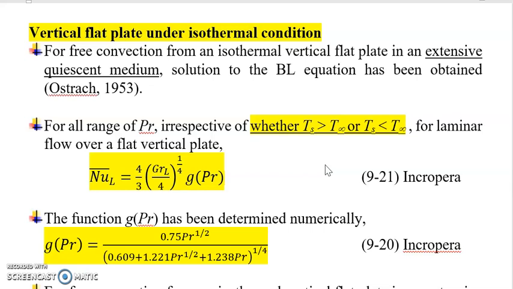For vertical flat plate under isothermal condition, remember we have two boundary conditions. It's either constant temperature or constant heat flux. For the vertical flat plate with constant temperature, yes.